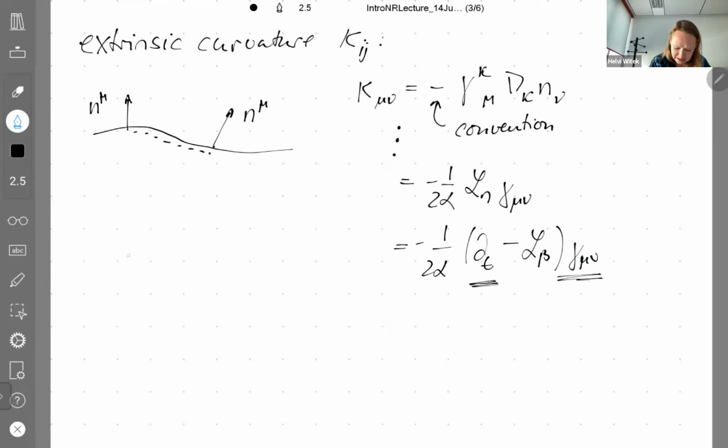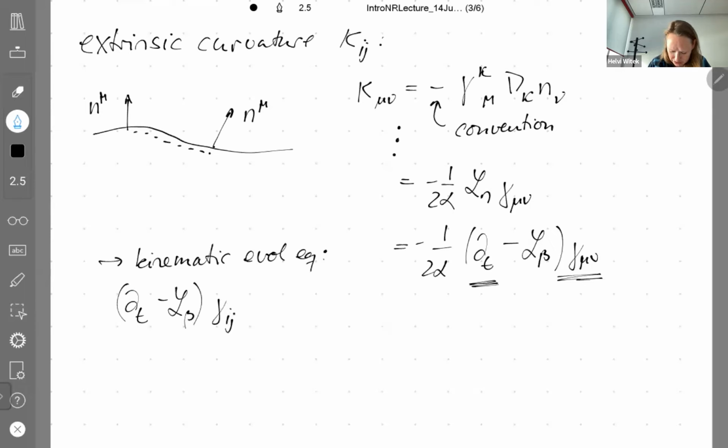So we can rewrite this as a kinematic evolution equation, where we have the time derivative minus the Lie derivative along the shift vector of our spatial metric. And I will now really focus on its spatial components here. The time derivative of gamma ij minus that Lie derivative is equal to minus 2 times the lapse times K ij.